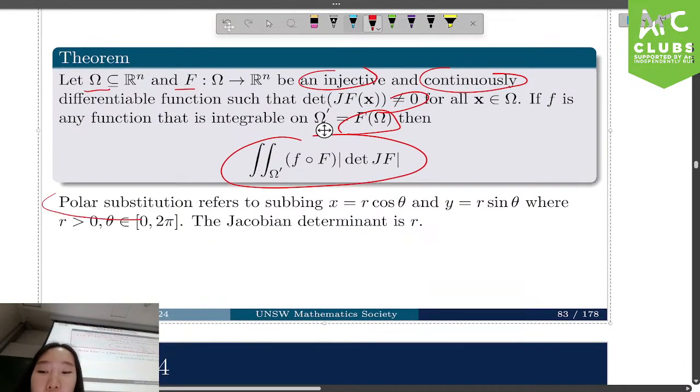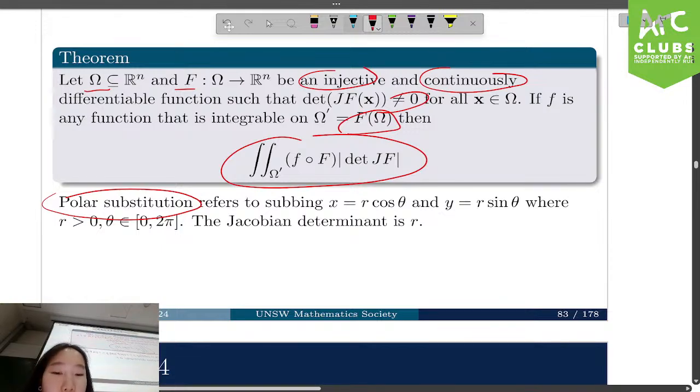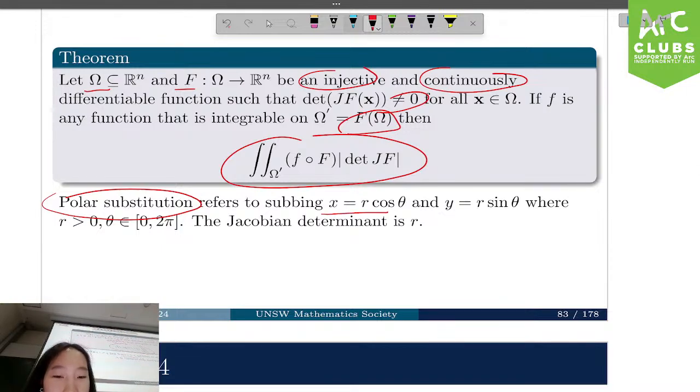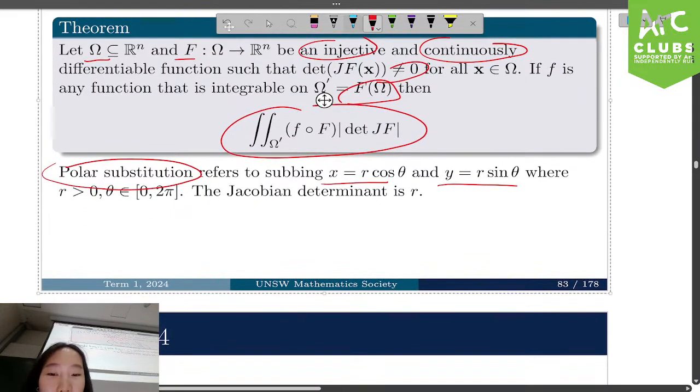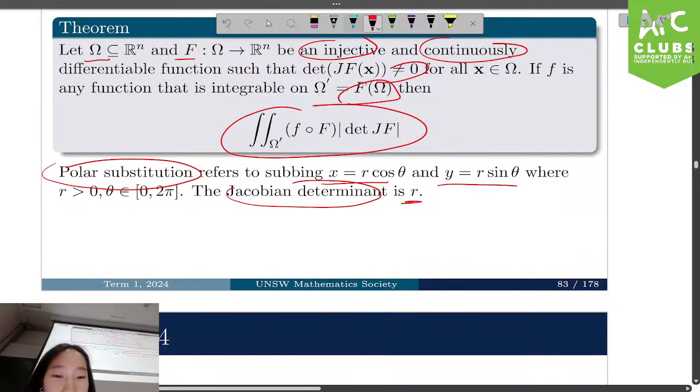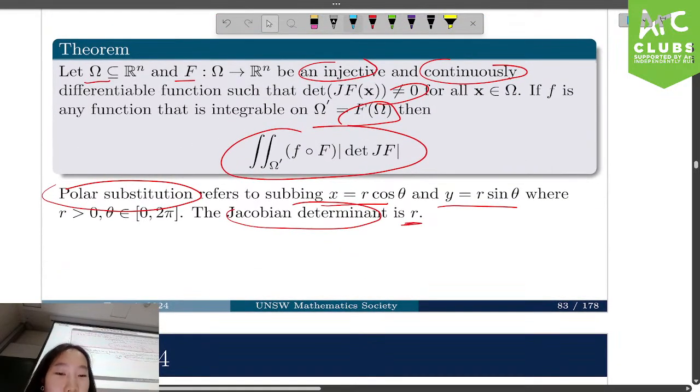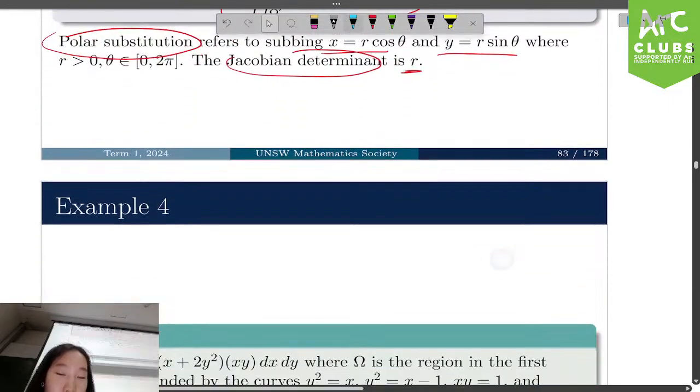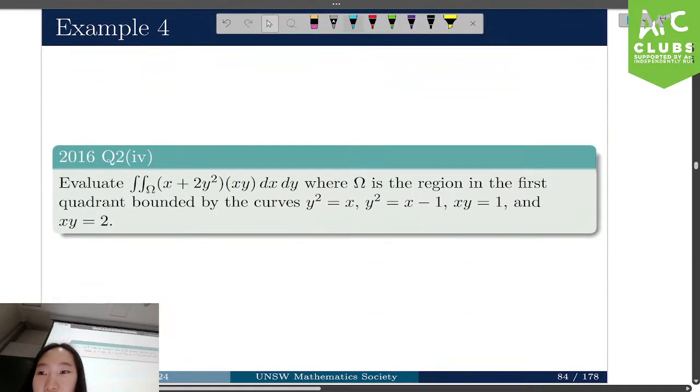So you see, we have the formula for substitutions. We just use that one: x equals r cosine theta, y equals r sine theta, where r is greater than 0, and our Jacobian determinant is r. So that means we need to multiply by r inside of our integral. Okay. So here's an example.